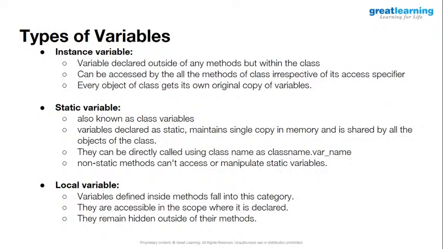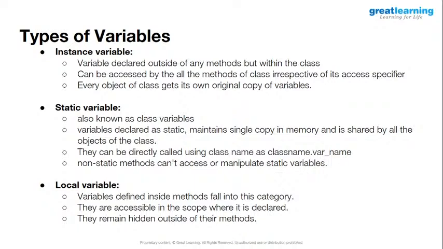What we did in the main method, right? If non-static methods are there, you can't access or manipulate static variables with the help of non-static methods. So if it's static, you have to be static. If it's non-static, then you can access it with the help of static, but vice versa is not true.